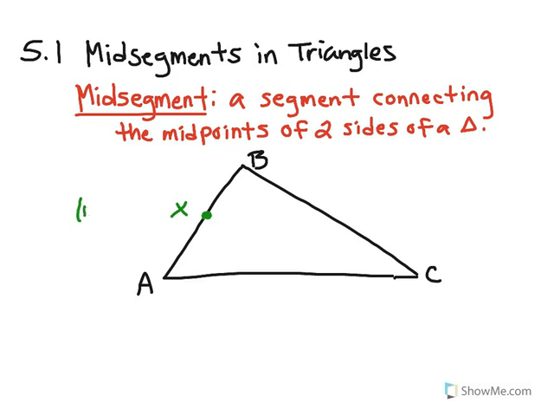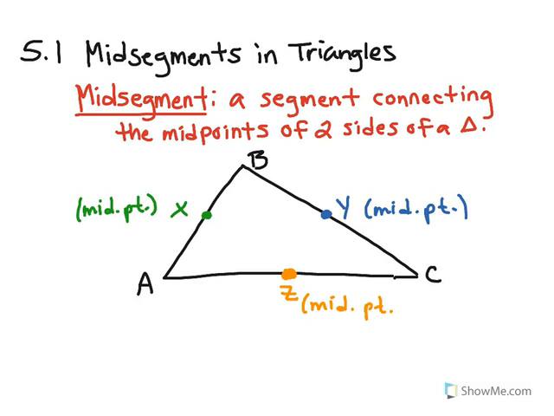Just to make sure that we clarify, let's go ahead and write midpoint here. Let's find the midpoint of side BC. If I were to cut that in half, we'd be at about this point right here, which we will call Y. Once again, this is a midpoint, not a mid-segment. And on the bottom, on AC, it looks like right here is the very middle, which we will call Z. Once again, midpoint, not mid-segment.